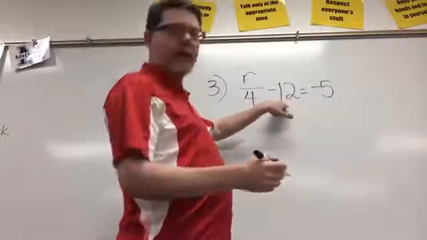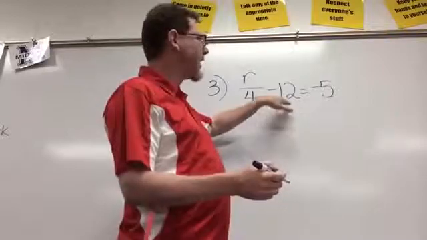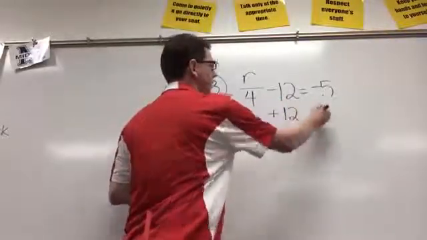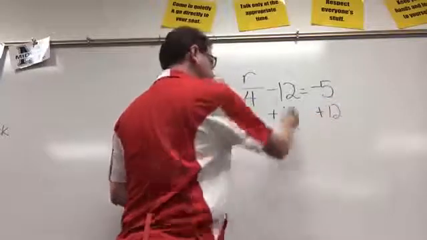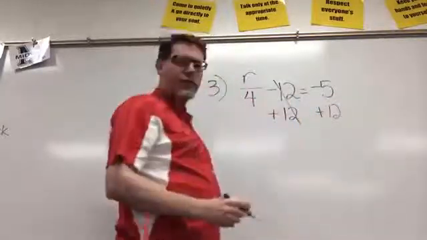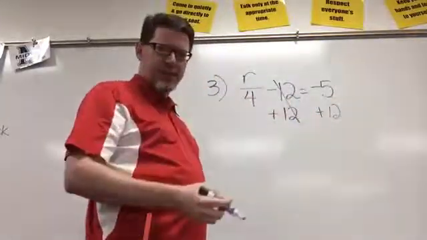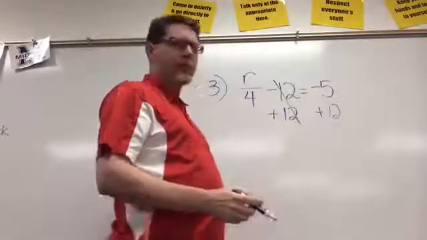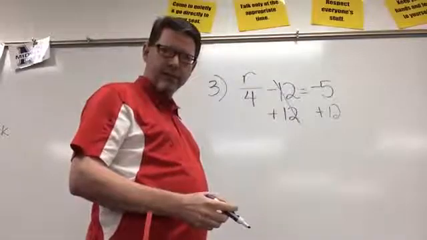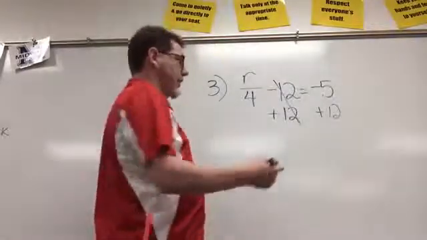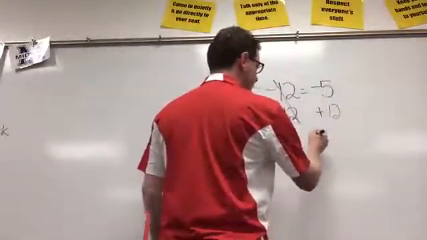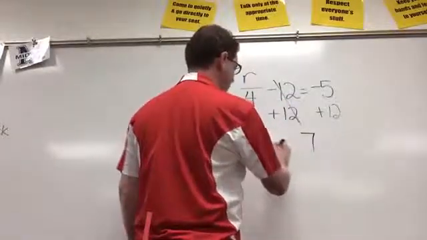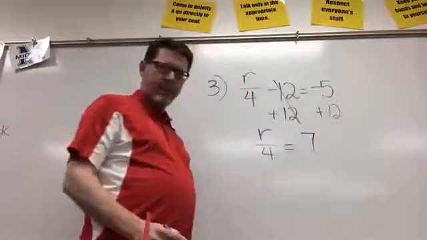And so I'm going to subtract, well, I'm not going to subtract 12. I got to add 12 to both sides. So I'm going to plus 12 right there and a plus 12 right there. We know that that negative 12 and that positive 12 just cancel themselves out. So what do we got? Negative 5 plus 12. Well, what in tarnation is that? The rule is we got to do negative plus a positive, and we know that equals 7. So now we got r over 4 equals 7.